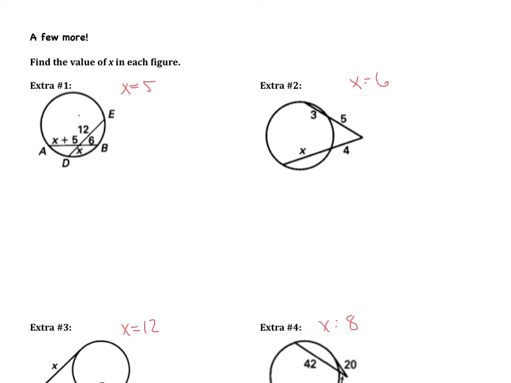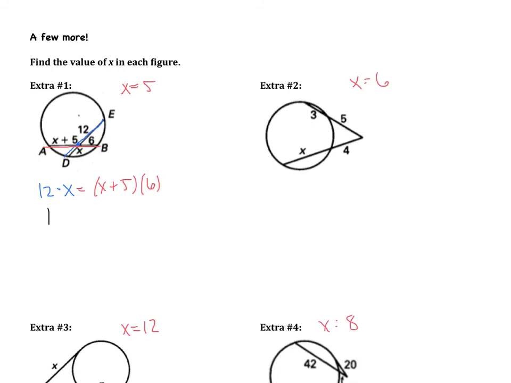Okay, so extra example number 1, we notice that the vertex is inside of the circle. Looking at the first chord, I'm going to multiply the 2 parts. So I'm going to have 12 multiplied by x. Then looking at the second chord, I'm going to multiply the 2 parts. So x plus 5 multiplied by 6.